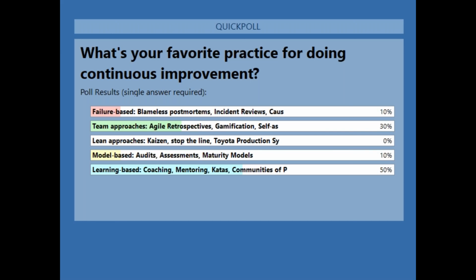Okay. So looking at these results and also looking at time, I'm going to move on to the learning-based part since that's 50% of the improvement votes. Let's discuss that to see what you can do in there to get even more value out of that one.